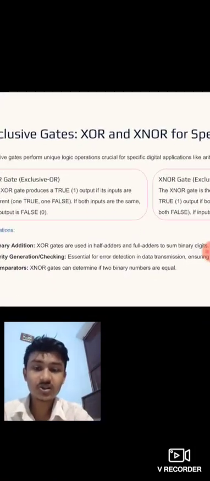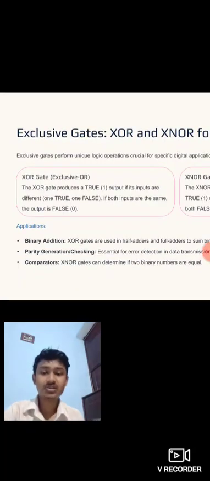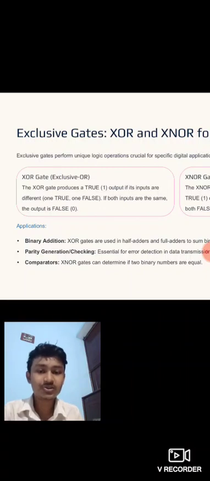Now XOR gate, exclusive OR gate. The XOR gate produces a true, 1, output if its inputs are different, one true and one false. If both inputs are the same, the output is false.